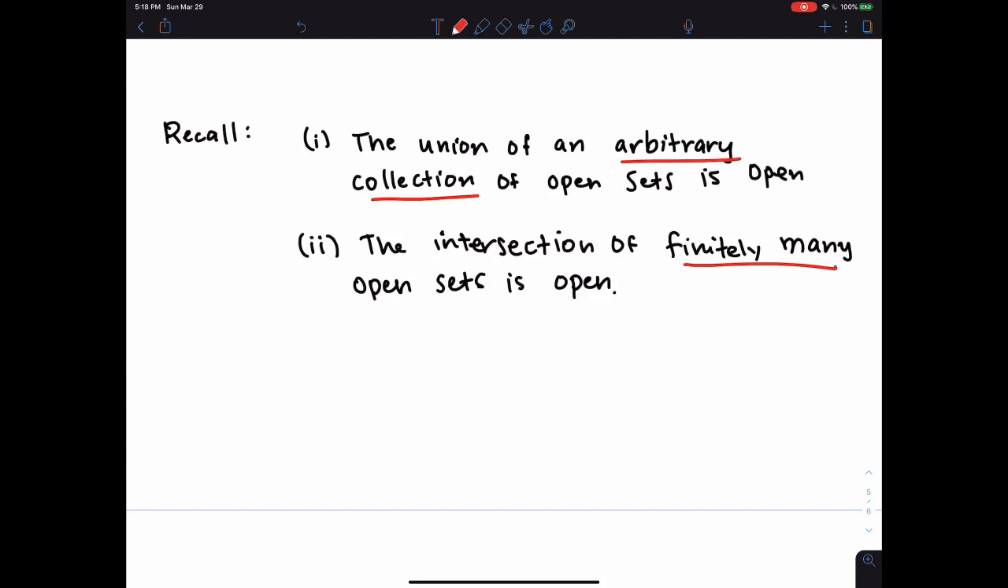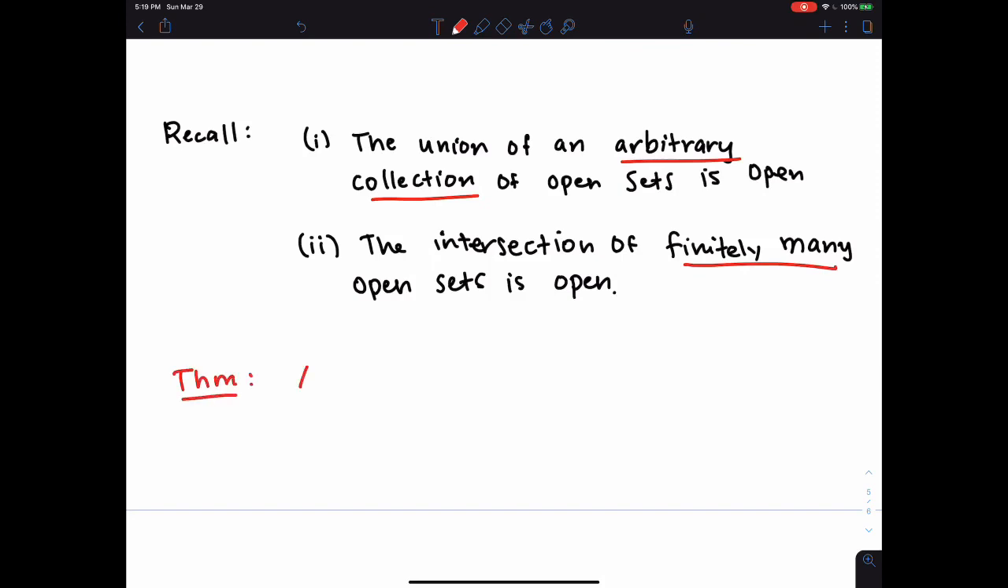Here I've written out a result that we proved way back in one of our beginning lectures for this section. We showed that the union of an arbitrary collection of open sets is open, and that the intersection of finitely many open sets is open. Recall that when I say arbitrary collection here, I'm including the case where I have infinitely many open sets. But we also now have this theorem that we just wrote out.